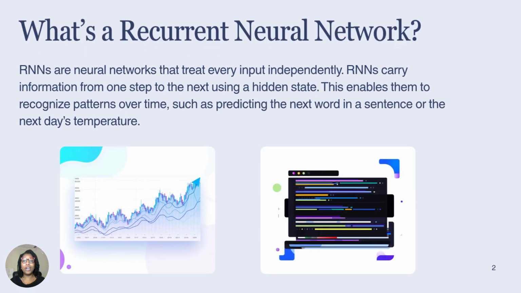So, what's a recurrent neural network? Recurrent neural networks are built to understand sequences and how the data unfolds over time. The network carries information from one step to the next using a hidden state, and this enables them to recognize patterns over time, such as predicting the next word in a sentence or the next day's temperature.